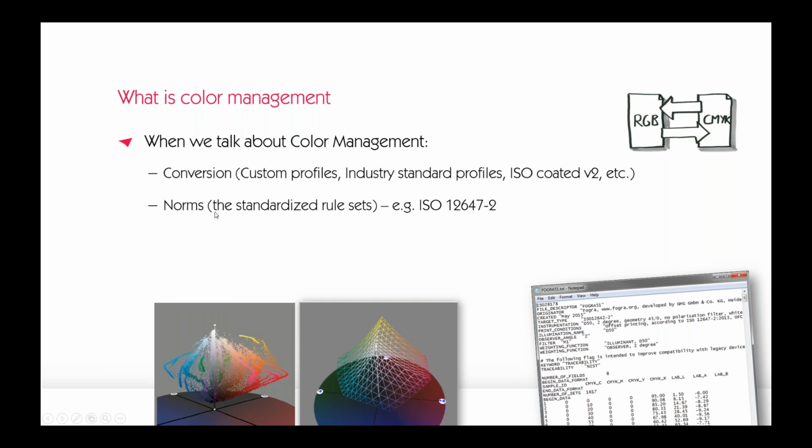Also norms, because norms are like standardized rule sets, like the ISO 12647, where it is written how a printing process is defined, how we measure, how we see color. 12647-2 is especially for offset printing. There it is described how an offset print has to be, and then further on we need references and print characterizations.